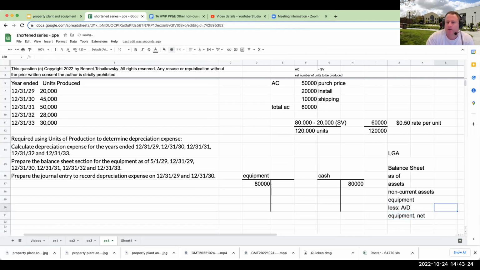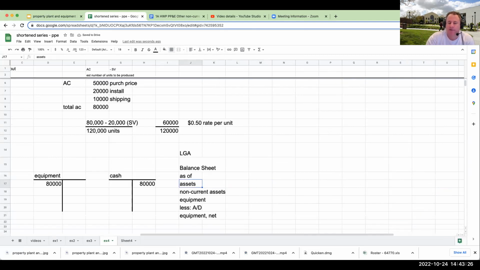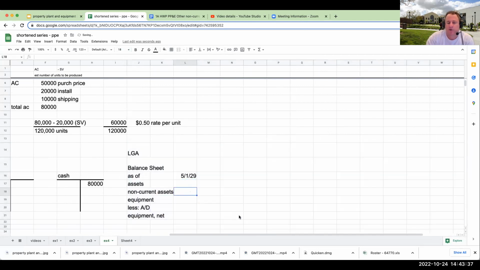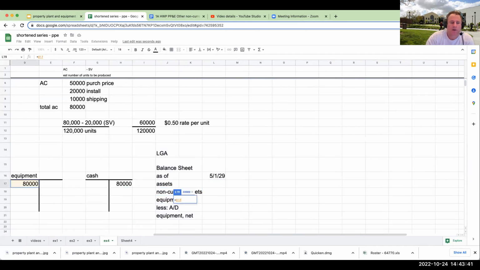When I first bought this, this was on 5/1/29. I went and bought this equipment on 5/1/29. I paid 80,000 bucks for the equipment, and as of this first date, I haven't depreciated the asset. So on my books it comes over right over here at 80,000. Now I'm going to do this on 12/31/29.